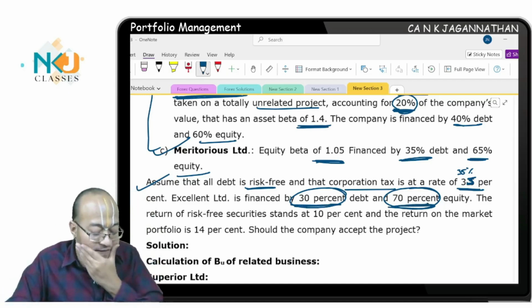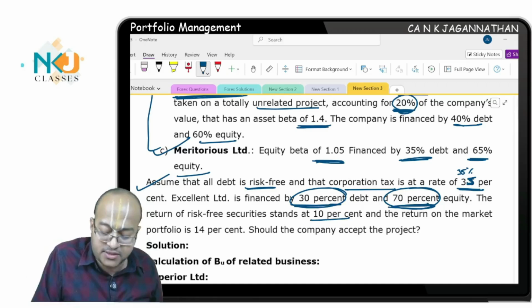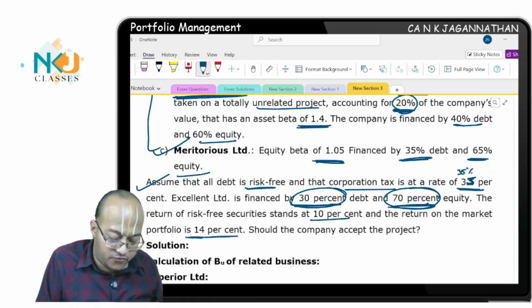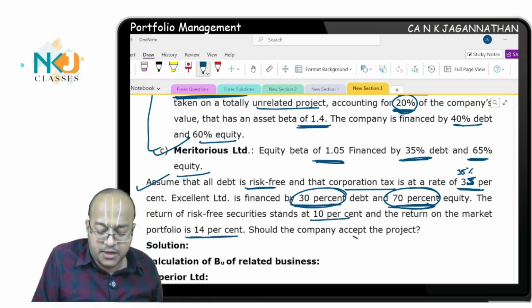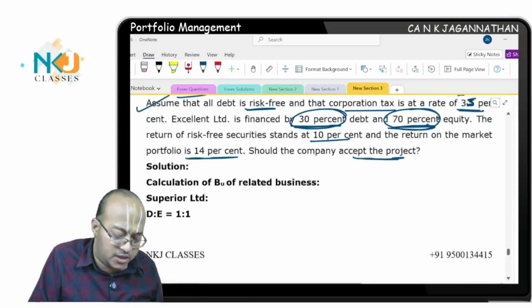That is, the return on risk-free securities stands at 10% and the return on the market portfolio is 14%. Should the company accept the project? This is the question being asked.